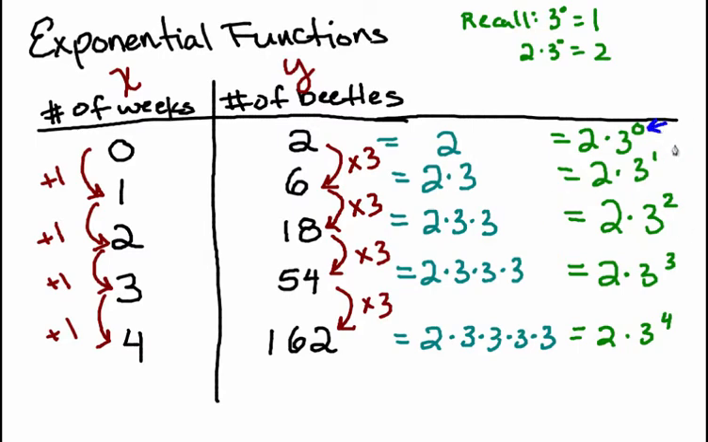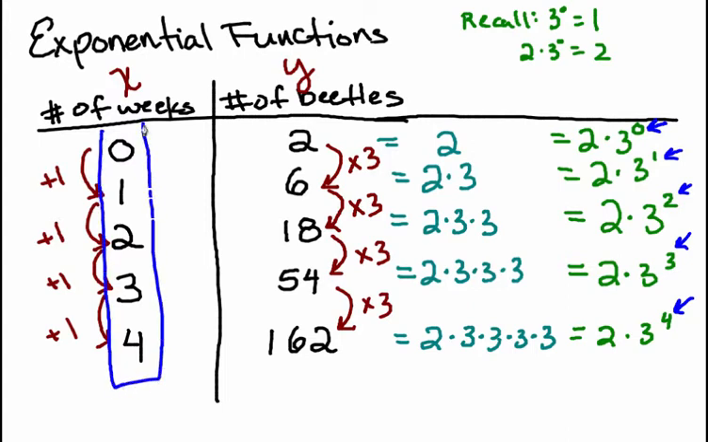Here, 0, 1, 2, 3, 4, these exponents correspond to the number of weeks. So if we wanted to say the number of beetles y equals some function, we could say that it is 2 times 3 to the x power, where x is the number of weeks since the experiment started. There were 2 beetles to begin with, and every week it's 3 times as many as there were before.